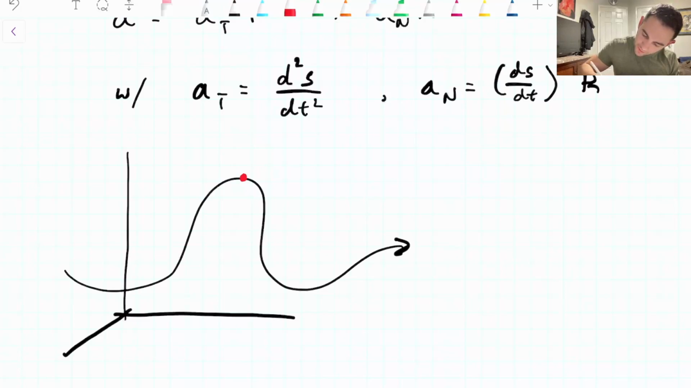At this point, I have two important vectors. I have t hat, indicating my tangential direction of travel, and I have n hat, indicating my normal direction of travel. Or sorry, I should say n hat is the direction perpendicular to the tangent direction, and it indicates the direction into which I will be curving.